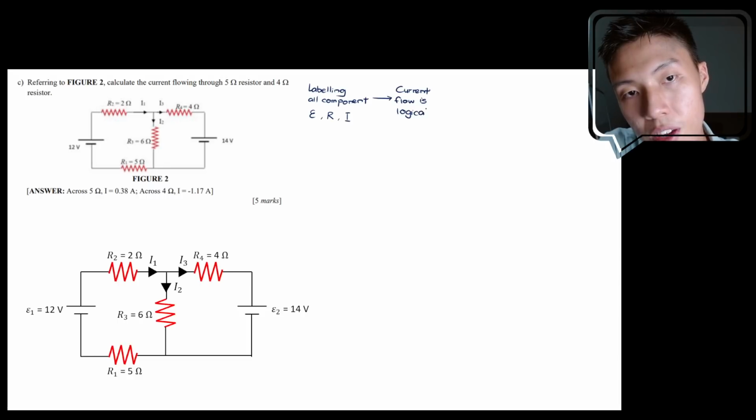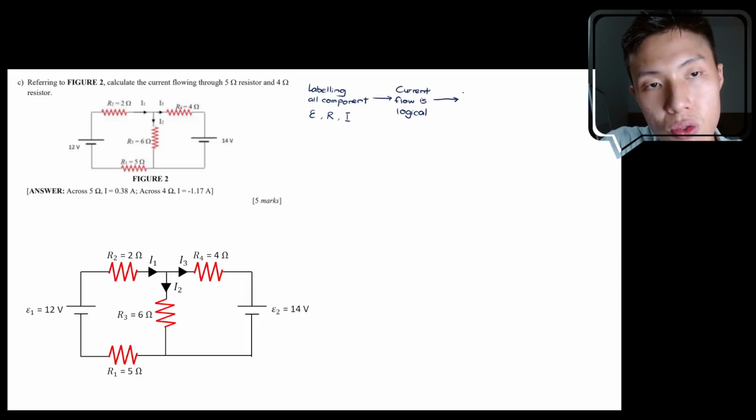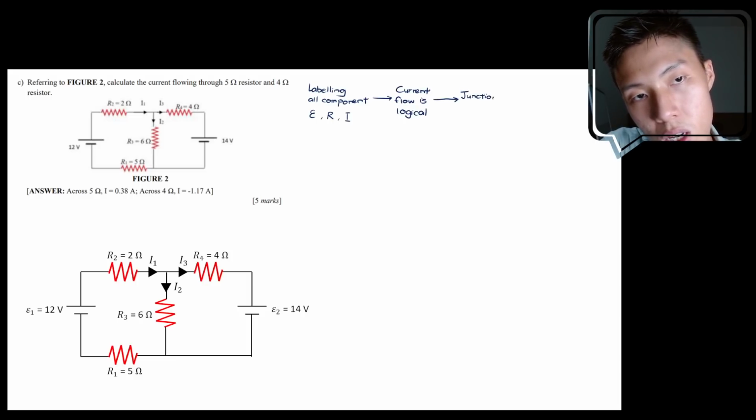Then once I'm done checking that everything is okay, I'll move on to do the junction rule and the loop rule. Once I'm done with both of these rules, I will move on to solve my equations.